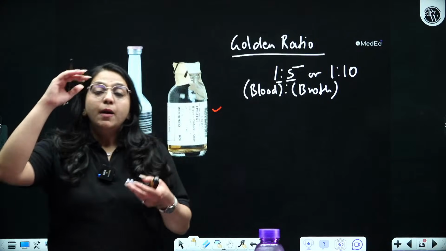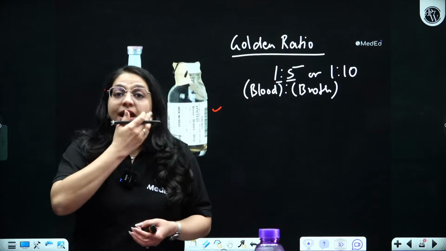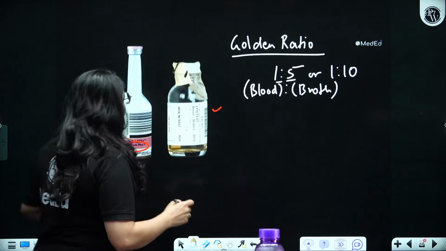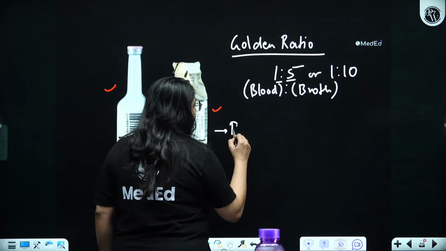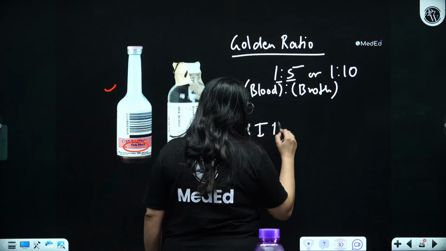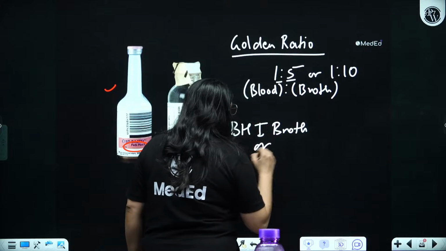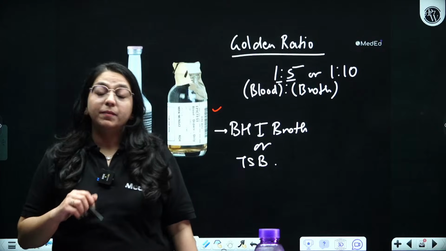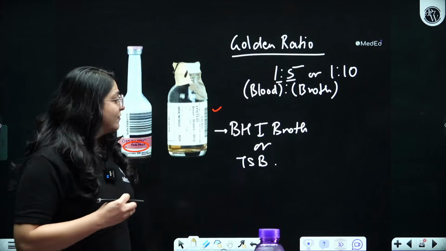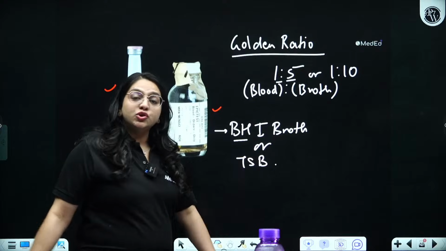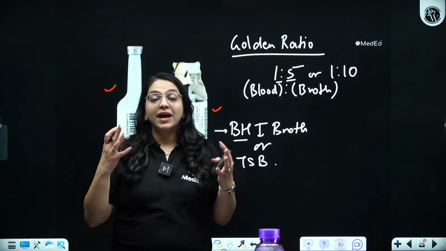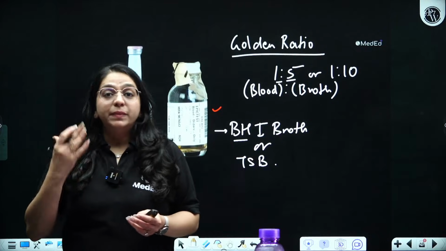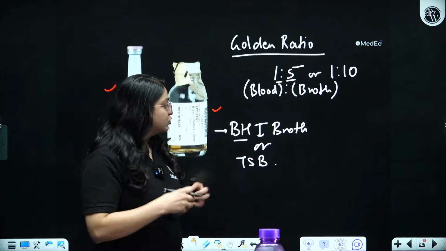So if you're using a bottle with 50 ml of broth inside it, at least 5 ml of patient's blood needs to be added. Why? Because what is the broth that we use in this? You know, the brain heart infusion broth, which is the BHI broth, or the trypticase soy broth. I always tell you to remember big heart and chota brain. The cow has a big heart, so it has the beef heart and the calf brain in the brain heart infusion broth. So we have infused both the things.